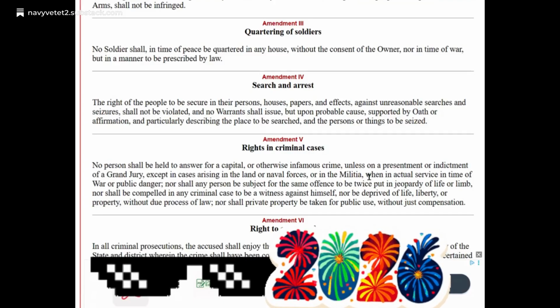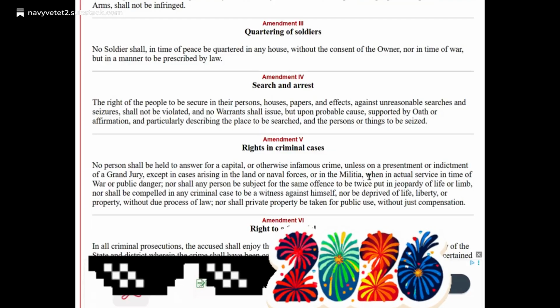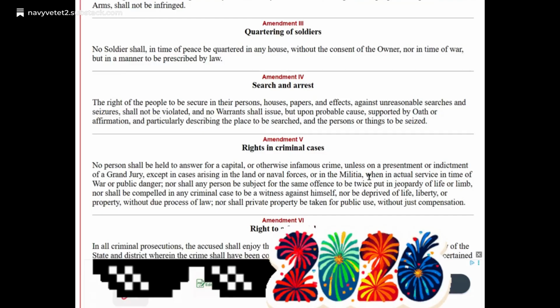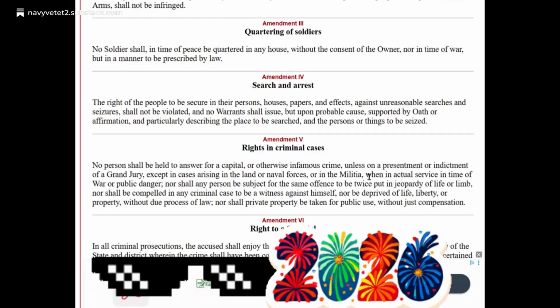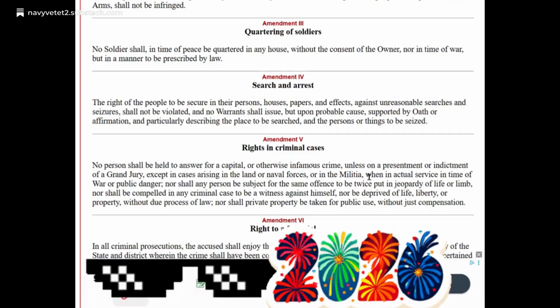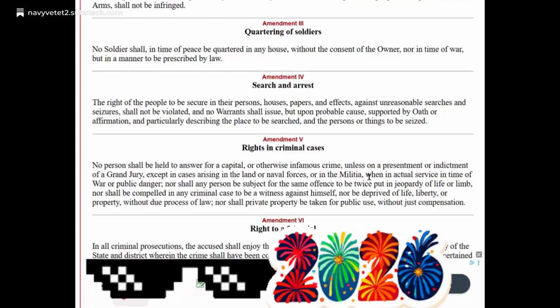More generally, the Third Amendment has, with the Fourth, Fifth, and Ninth Amendments, been interpreted to imply another right not explicitly mentioned in the Constitution, the right of privacy. That's an important one. Okay.